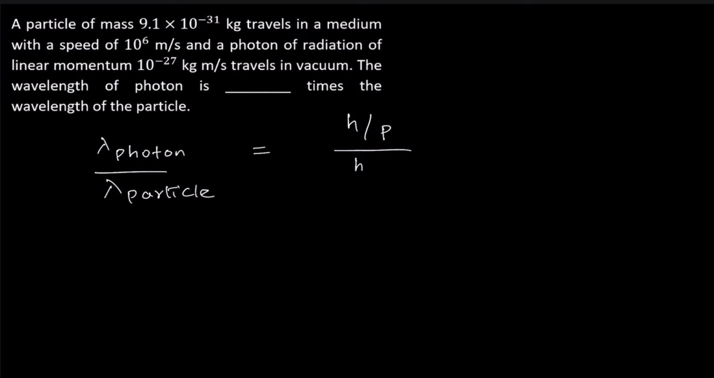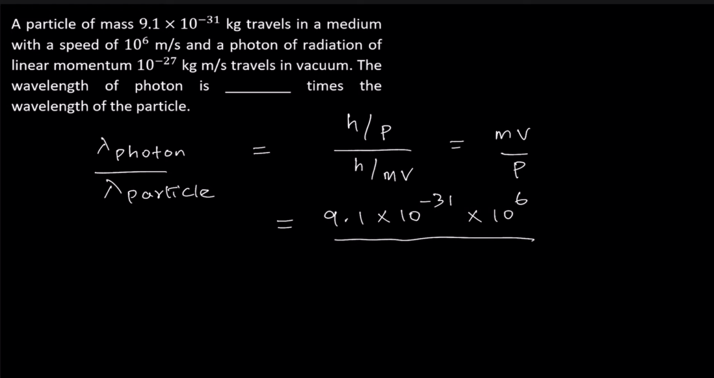So h by p. Here the linear momentum of the particle, we can write it as mass into velocity, so m into v. So now this becomes mv by p. Okay, so just substitute the values here. Mass of the particle is 9.1 into 10 to the power minus 31. The velocity of the particle is 10 to the power 6. Now this p is the linear momentum of the photon, which is 10 to the power minus 27.